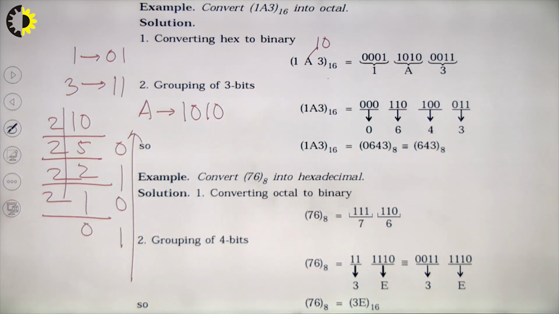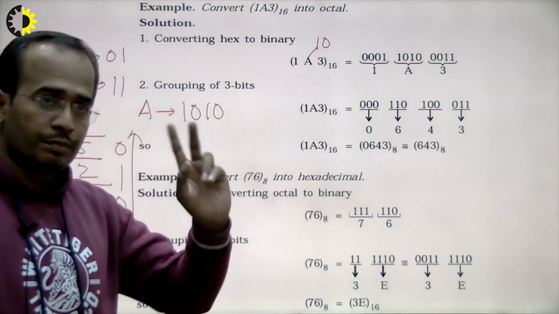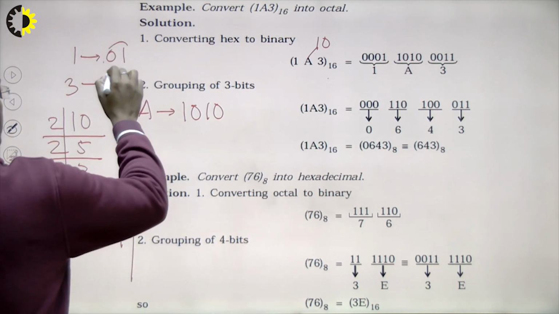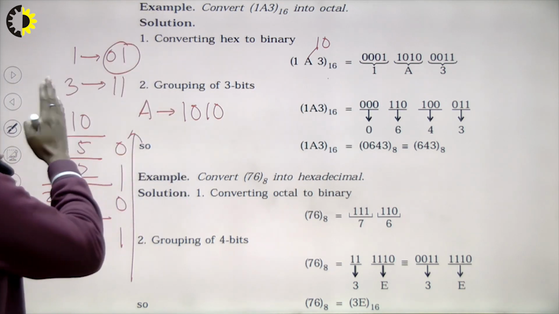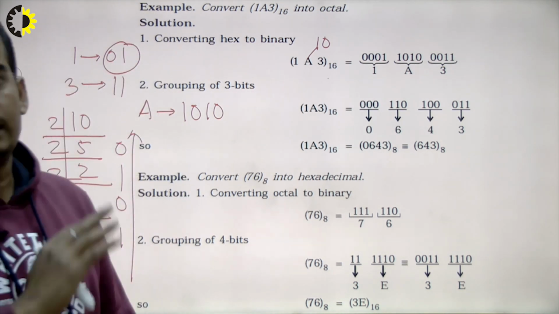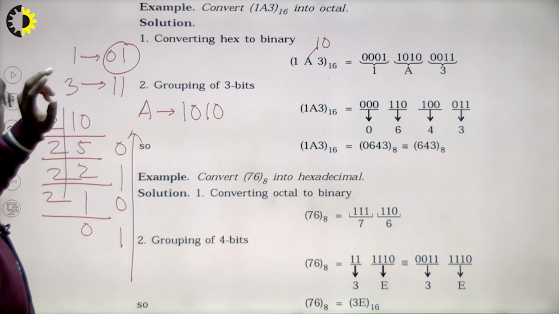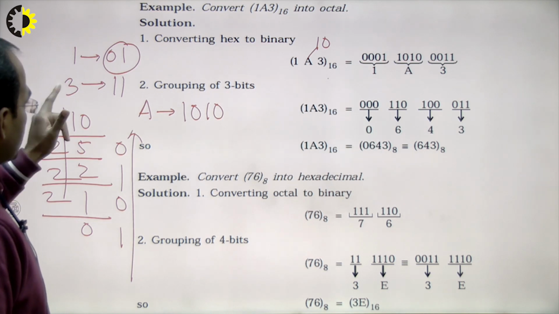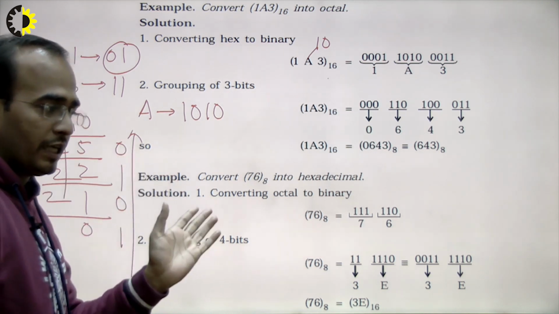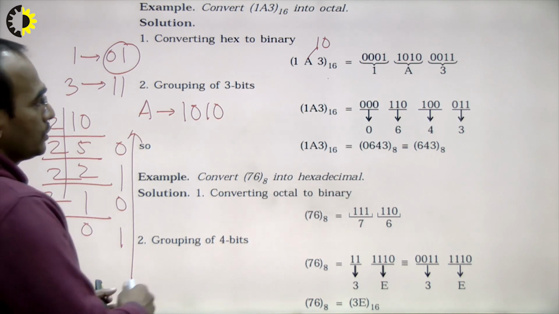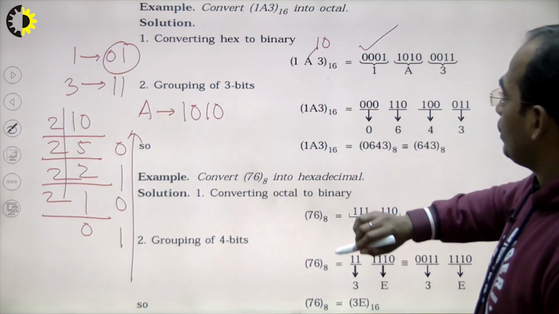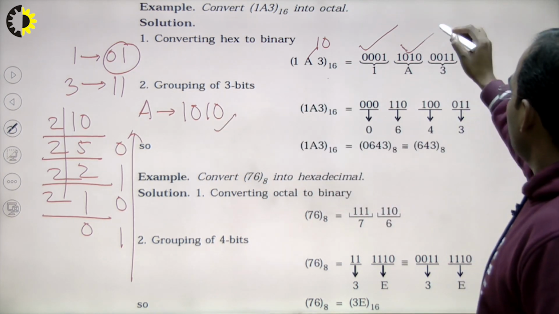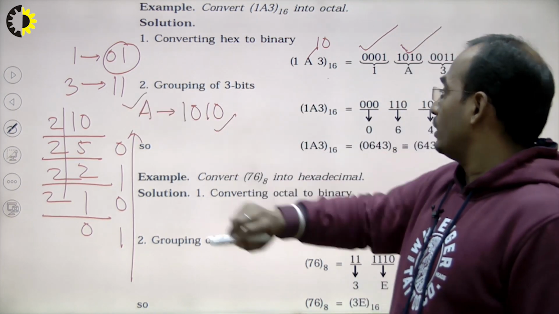Now, here I am using the hexadecimal number system, so I have to represent the numbers in 4 digits. For representing 01 in 4 digits, how can I write? I have to put 0 on the left side of the number. So, I can write 1 as 0001, and 3 as 0011 by placing 0 on the left side. So, it will be 0001, A will be 1010, 3 will be 0011.